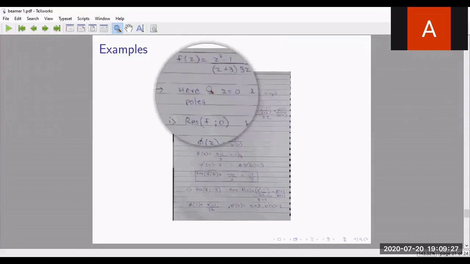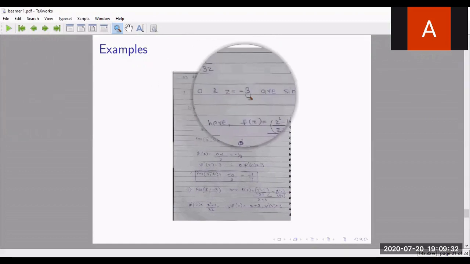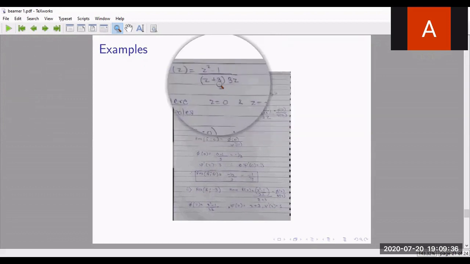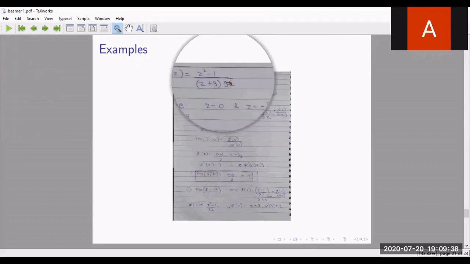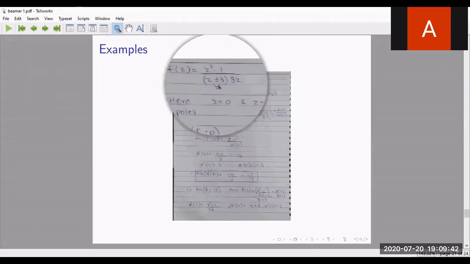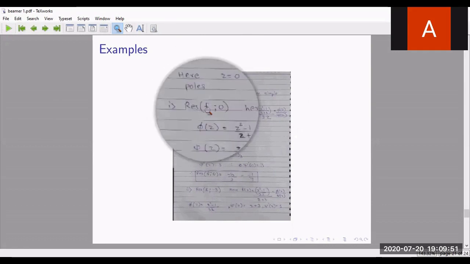So at which points do I have a problem? z equals 0 and z equals minus 3. At these 2 points the function is not analytic. And what is the degree of this one and of this one? So these two are simple poles. How many poles are there for this function? There are 2 poles and both are simple poles. We are going to calculate the residue of the function at 0 first.